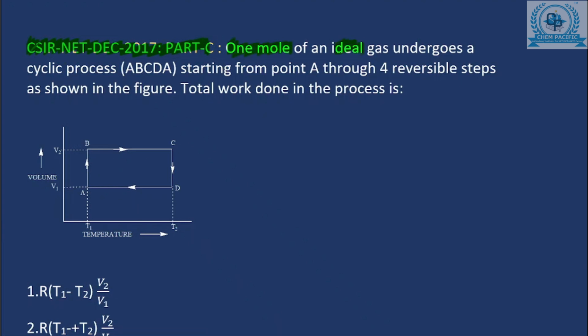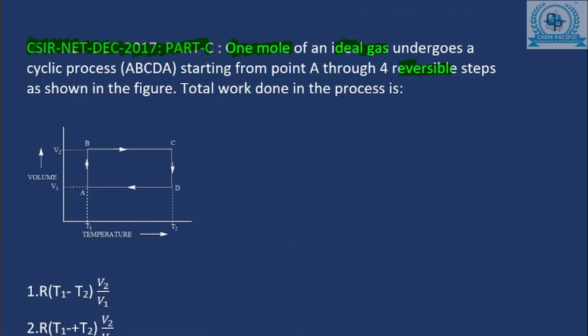क्या gas है? Nature of the gas is ideal gas. Undergoes a cyclic process. This is a cyclic process. From the point A through 4 reversible steps shown. Therefore, the total work done in the process. This kind of problem, जो Carnot cycle मैंने आप लोगों को करवाया है, अगर वो आप बहुत अच्छे से practice करते हो तो फिर आपको समझ में आ जाएंगे कि इस type of problems आप कैसे solve करेंगे.